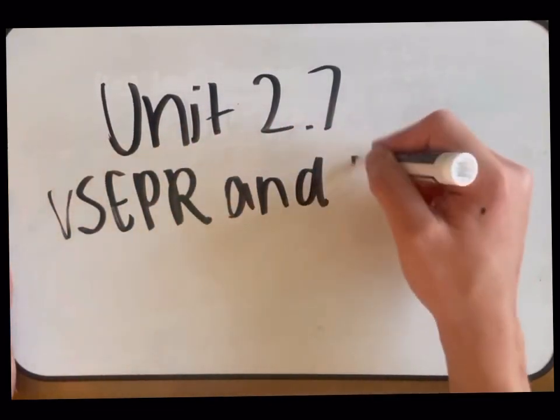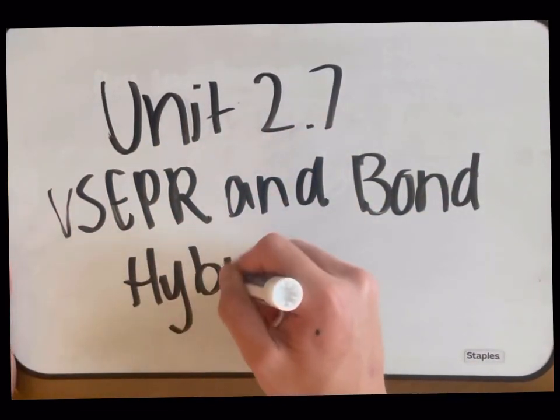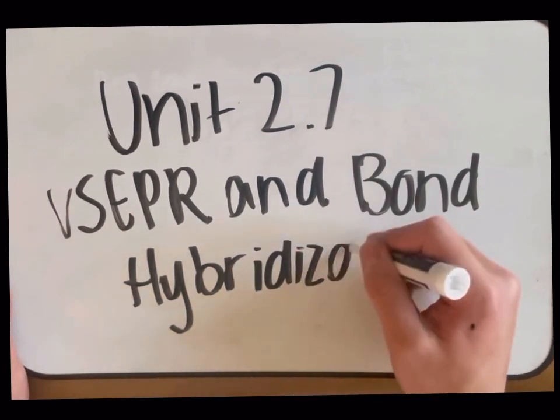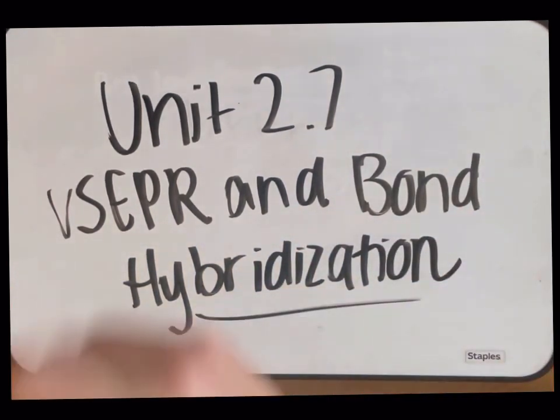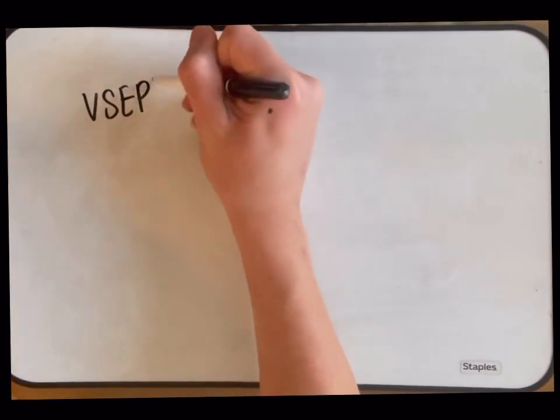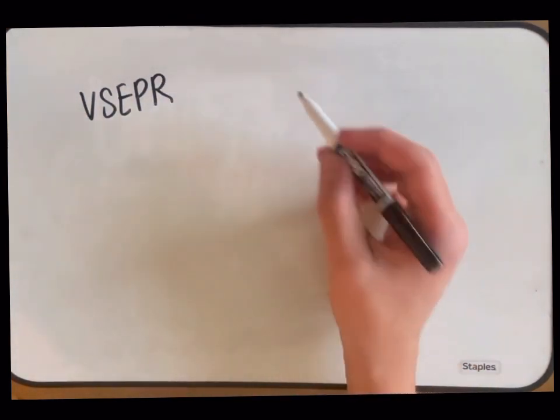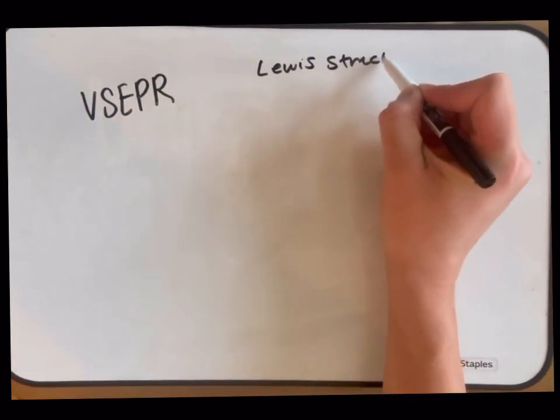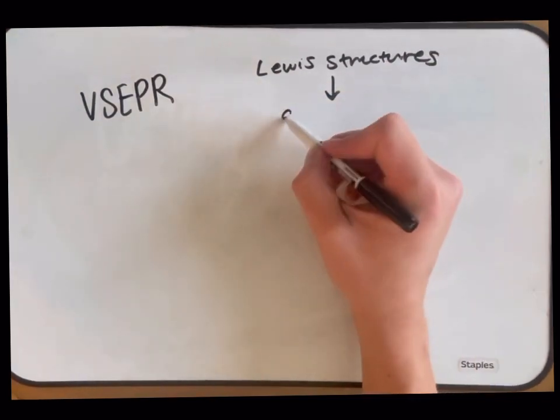Okay, let's talk about Unit 2.7, VSEPR and bond hybridization, or you can call it VSEPR. So VSEPR stands for, but before we get into that, let's talk about Lewis structures.